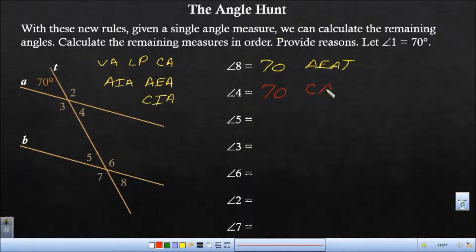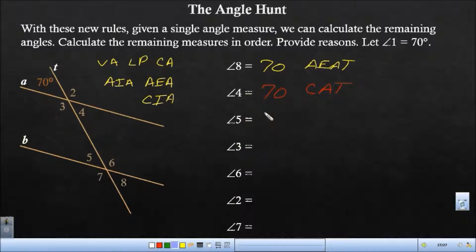The corresponding angles, and this is actually, we'll call it a theorem, but it's really a postulate, the CAT theorem. Okay, this is an AEAT theorem. Alright, AEAT because I'm hungry. Alright, angle 5. From 4 to 5, this is alternate interior.